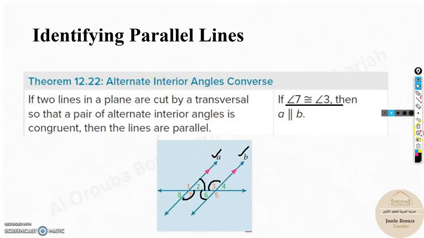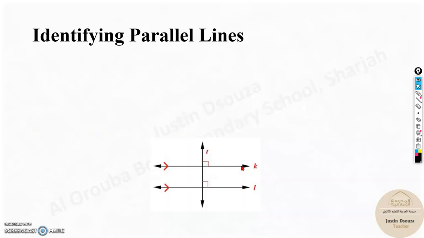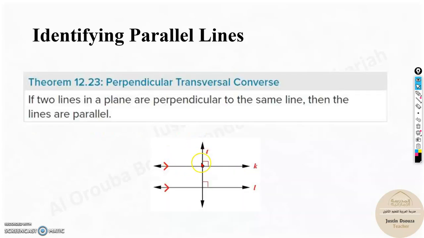Now, again, alternate interior angles. Now, we know this is interior and this is alternate interior angle. Or we have 7 and 3, which has alternate interior angle, opposite. Now, if these both are congruent, then it states that the lines are parallel. Similarly, perpendicular also, a perpendicular transversal converse. It says that if two lines are perpendicular to the same line, now, this is the transversal. If the line is perpendicular like this, then we must know that these two lines are parallel.